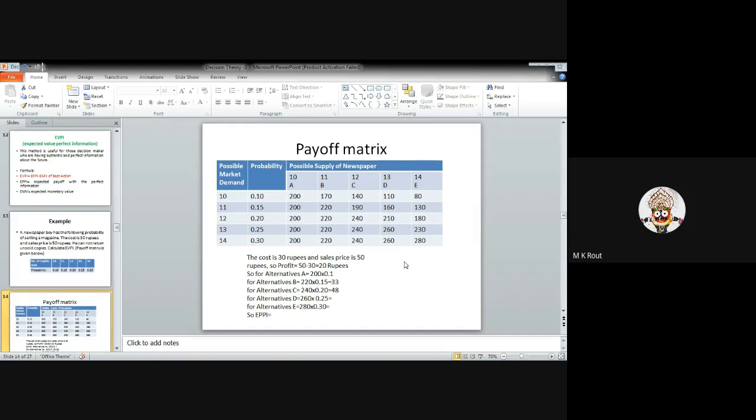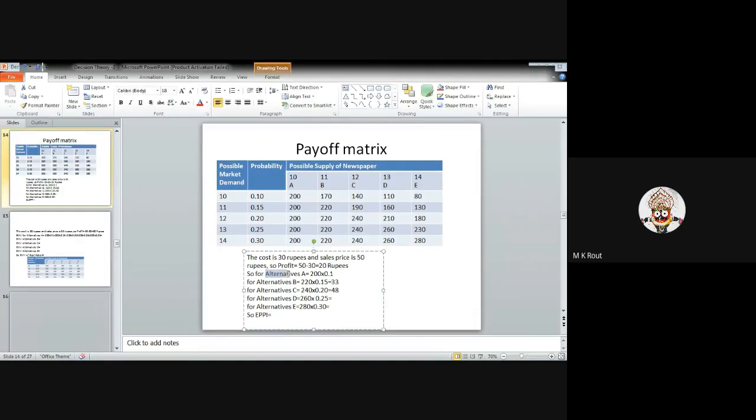But you have to choose the different alternatives. In the payoff matrix, in column A, which is the maximum value? 200, for each number of copies sold, whether it is 10, 11, 12, 13, or 14. So for alternative A, I make it bold in red color. For alternative A, 200 is the maximum value, and the probability is 0.1.